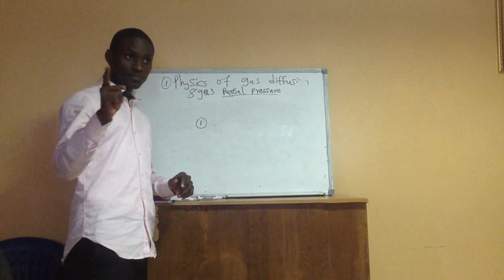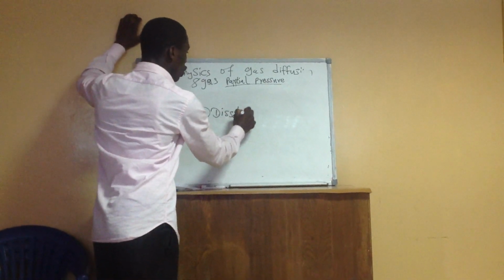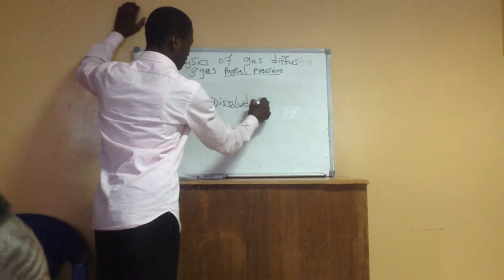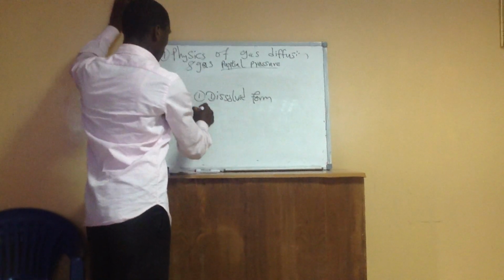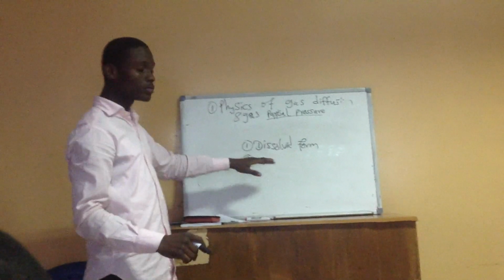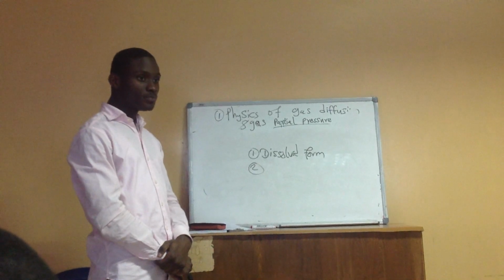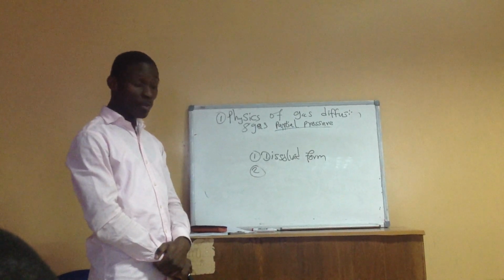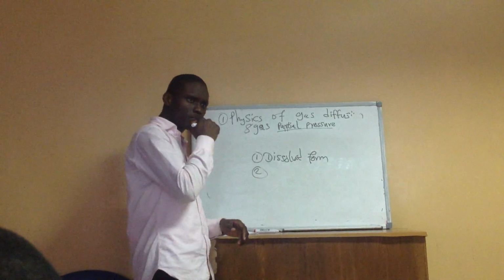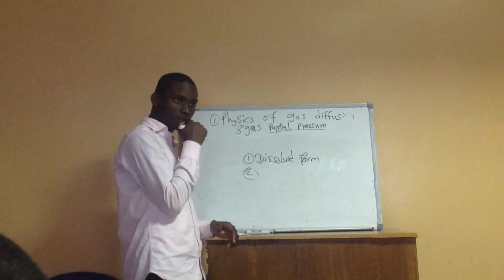Dissolved form. Carbon dioxide is transported first in what? Dissolved form. What's the second form? Hemoglobin. The second form is with hemoglobin. And what do we call that? Carboxyhemoglobin.